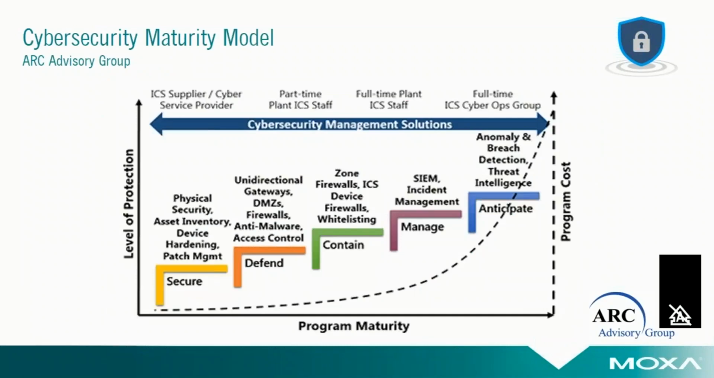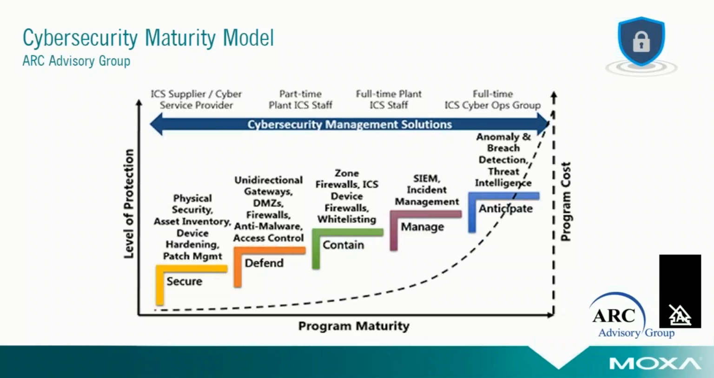So the most important thing to understand about security is that it isn't something that you buy. It's a discipline that's developed over time. The chart shown here from ARC Advisory Group shows a typical maturity model where companies begin with some relatively low-cost methods like device hardening and gaining accurate inventories on connected assets.